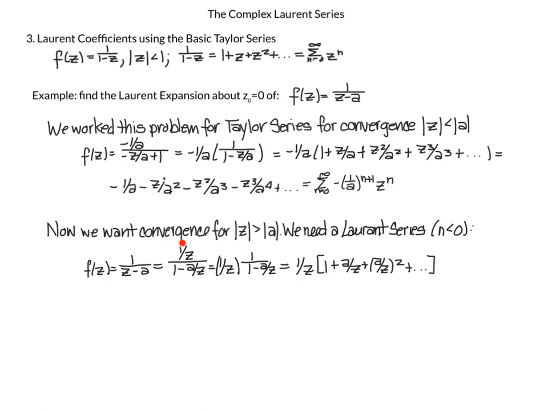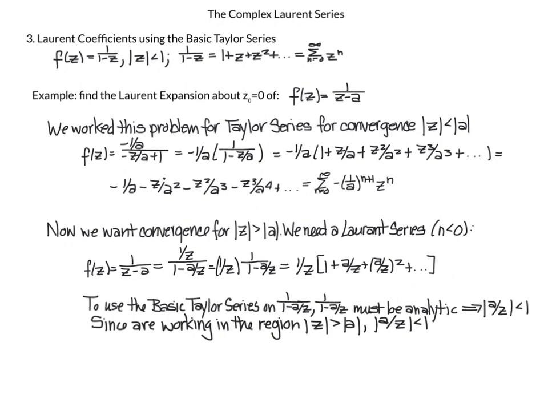So on top I'm going to get 1 over z. Here z divided by z will give me my 1, and my a divided by z will give me a over z. So now if you look, I can factor out my 1 over z, and now I have the form 1 over 1 minus some simple function of z. And that's going to be equal to my 1 over z, plugging in a over z into my basic Taylor series, which now gives me a over z to the 0 power, which is 1, and then a over z squared, a over z cubed, so the powers of a over z.